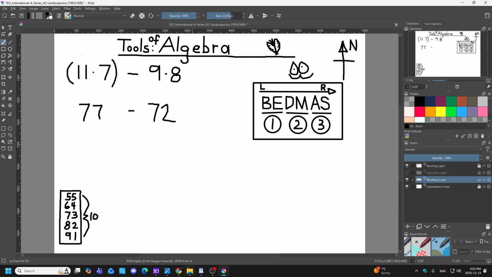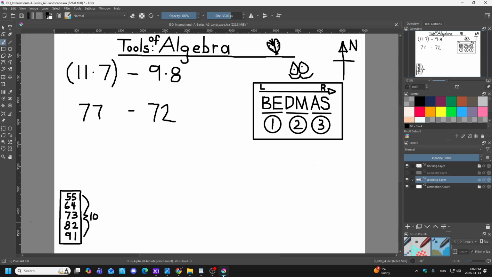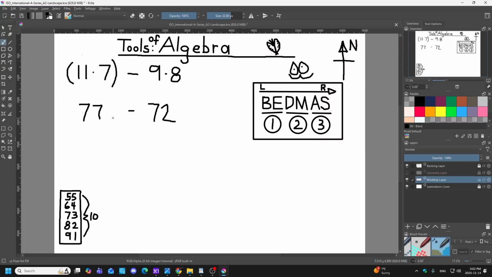If you like, we can confirm. 11 times 7, 77. And 9 times 8, 72. Simple subtraction. I know 7 take away 2 is going to be 5. The 7s essentially cancel because, well, it's 70, subtract 70. So therefore our answer is 5.